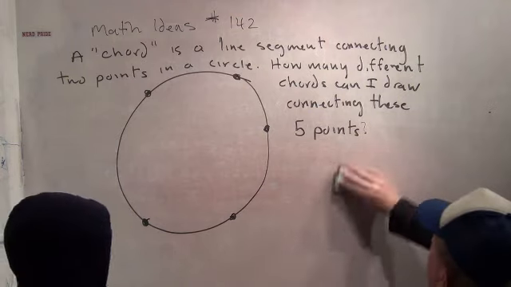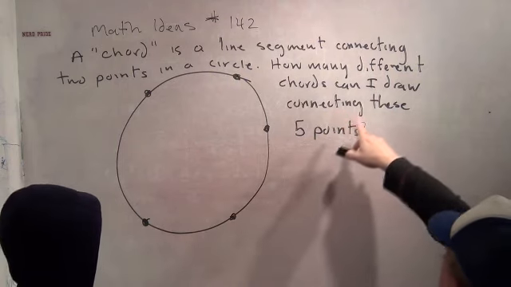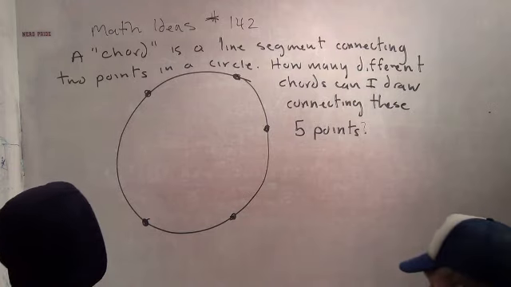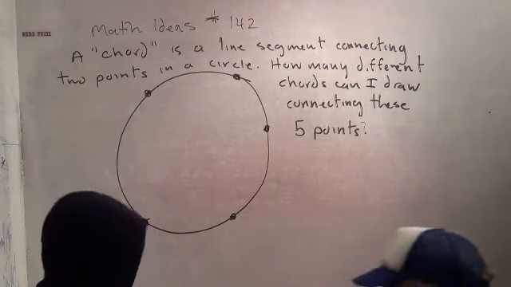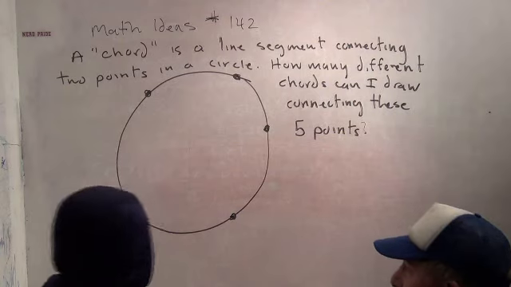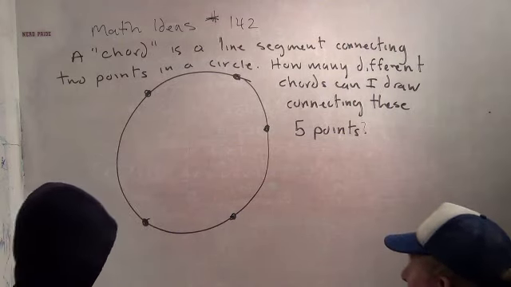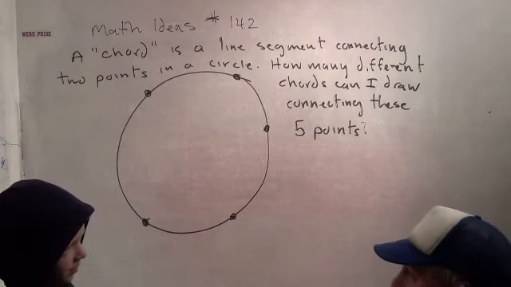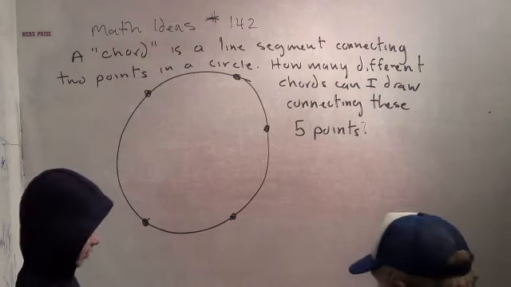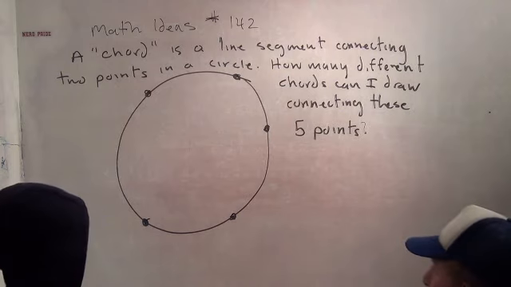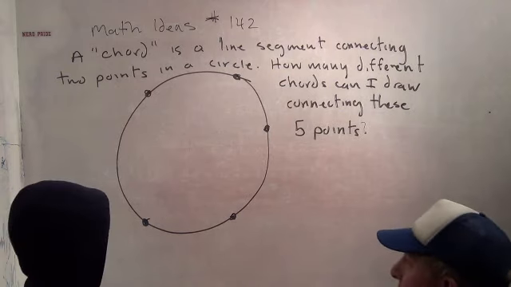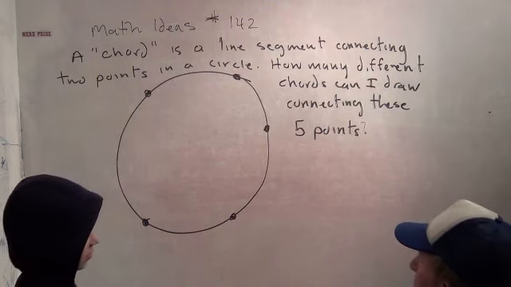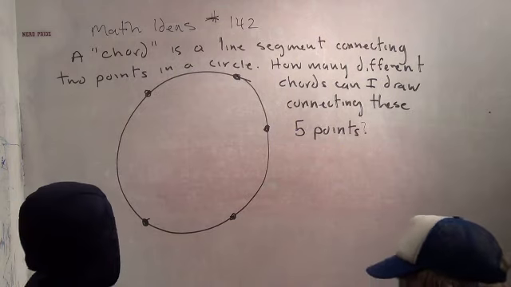All right, great. How many different chords can I draw connecting these 5 points? See, I've labeled 5 points in the circle. Okay, so this is sort of a geometry problem and a counting problem. So you first have to figure out a pretty good way to count them. What do you think would be a good idea if you were going to start trying to count these chords? Systematically. You want to do it systematically? Yeah, that's good. And how? You could start from one dot and see how many dots it can connect to. Okay, great.